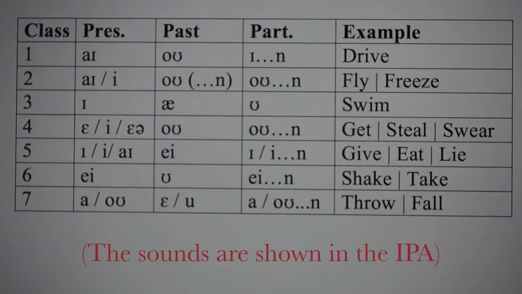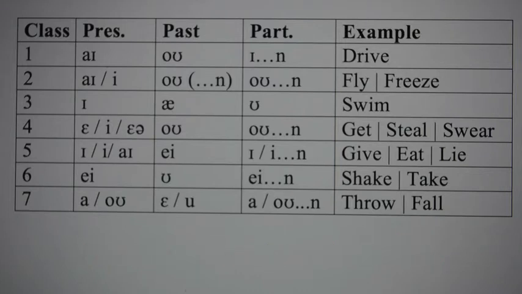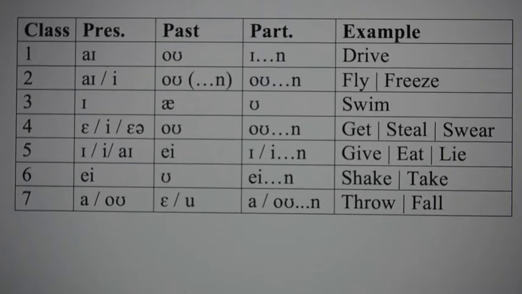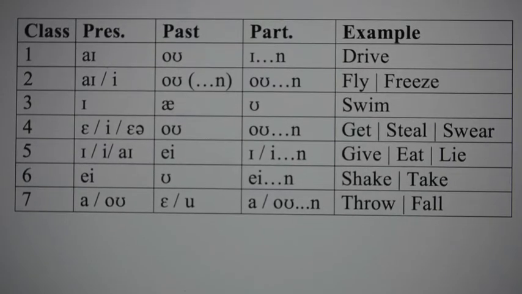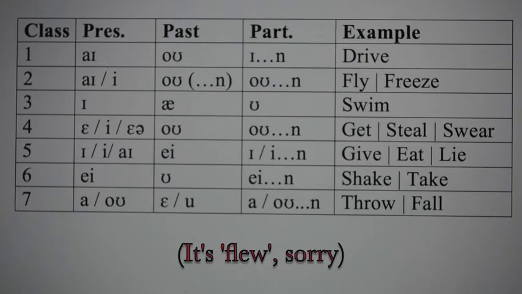These classes go from 1 to 7, with the present form first I, then the past O, and then EN, such as drive, drove, driven. In class 2, it's usually an E sound or something similar, and then an O, and then an ON, such as freeze, froze, frozen, or fly, flew, flown. However, these ones are slightly more irregular than in class 1.